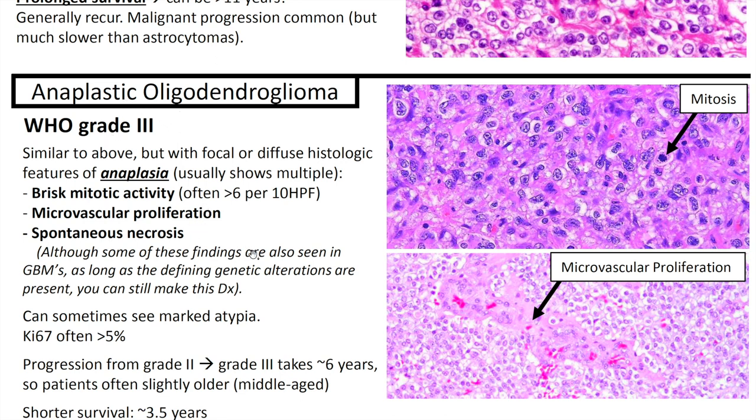Although some of these findings are also seen in GBMs, as long as the defining genetic alterations are present, you can still make the diagnosis of anaplastic oligodendroglioma. You can sometimes see marked atypia with Ki-67 expression over 5%. And progression from grade 2 to grade 3 typically takes about 6 years. Patients are often slightly older or middle-aged, and they have a shorter survival once they're at grade 3, about 3.5 years.